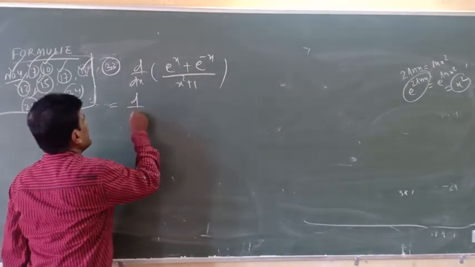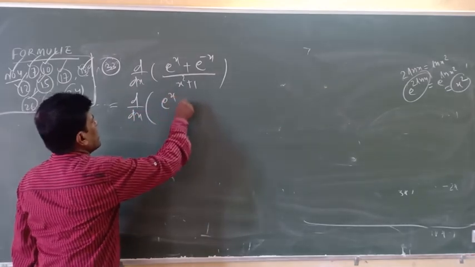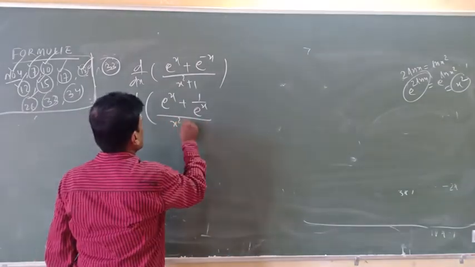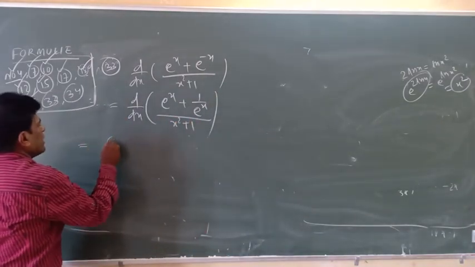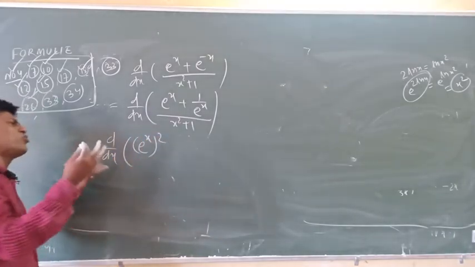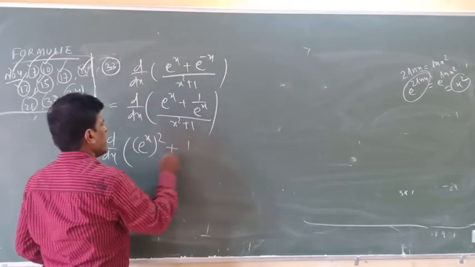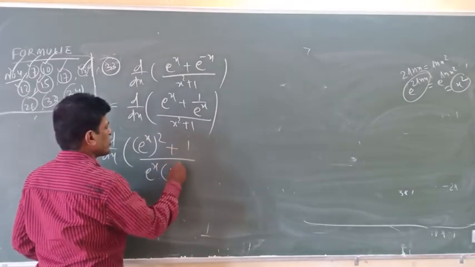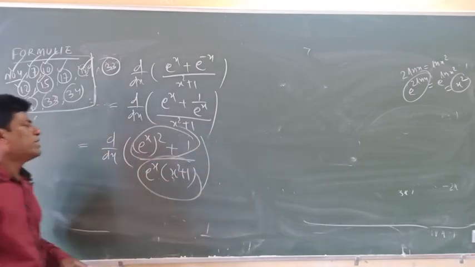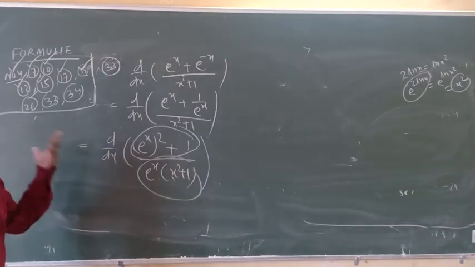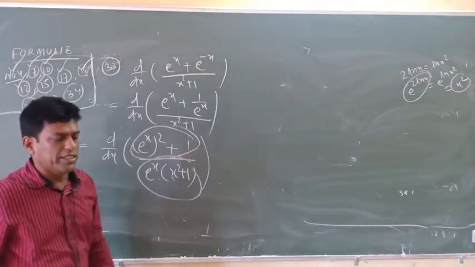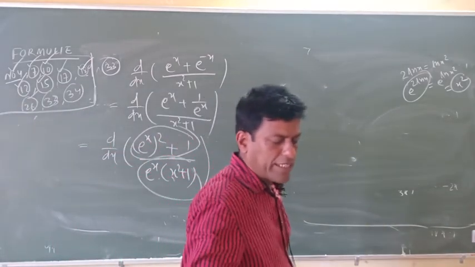You already solved d by dx of e to x plus 1 by e to the x, that is e to minus x, you know, divided by x square plus 1. Then e to x square, you can write as e to 2x plus 1 by e to x whole into x square plus 1. That is the numerator function and that is the denominator function. Then divide using the division formula and get the answer easily. Okay, that is number 33.